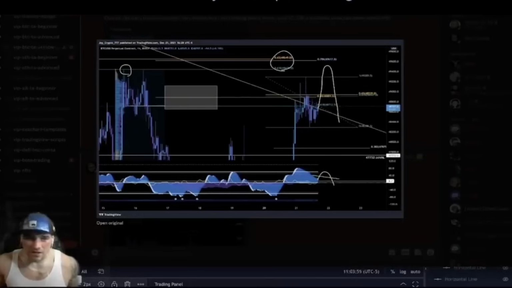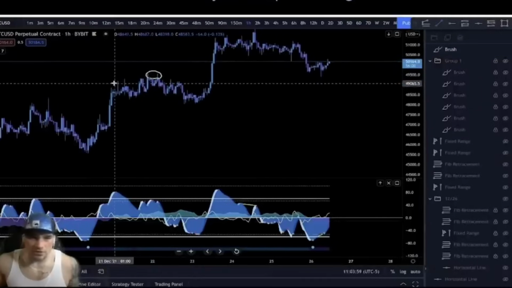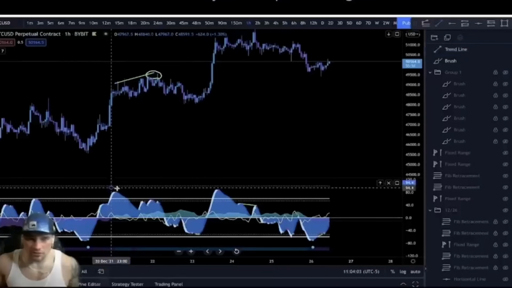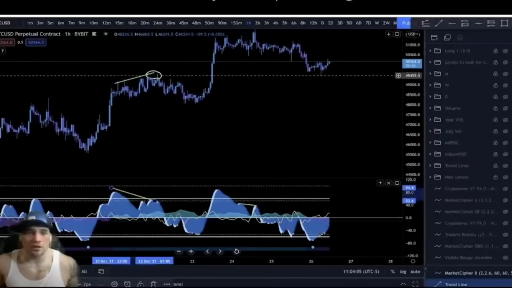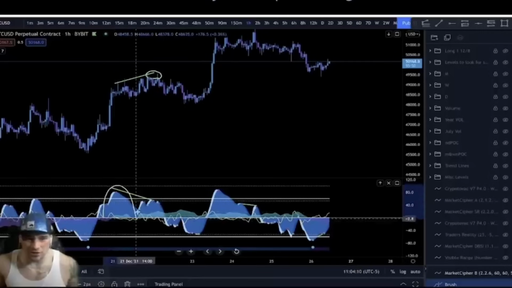Okay, that's how we are able to short from right here, because what did we get on the 1 hour time frame? Look at this, guys. Price comes up, momentum comes down, uneven butt cheeks. We got ourselves a very nice left juicy cheek, a not so juicy right cheek, right?